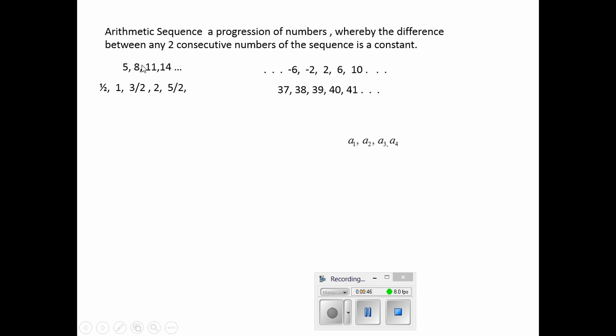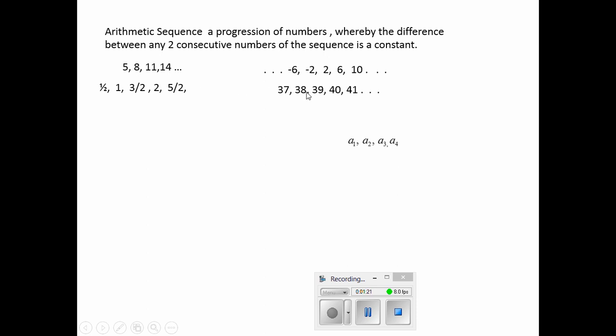So 5, add 3, add 3, add 3, 17, that gets you the next, add 3, 20, and so on. This seems to be a progression, adding 2, starting at -6, adding 2. Or excuse me, adding 4. Adding 4: -2, add 4, 2, 2 add 4 is 6, 10, 14, 18. This seems to be progressing by stepping up a half each time around. Okay, 3 halves, add a half is 2, 5 halves, add a half.